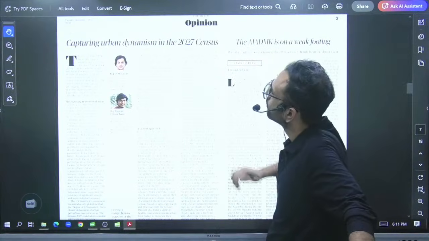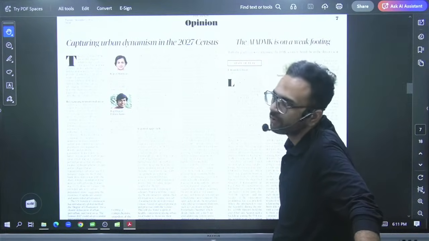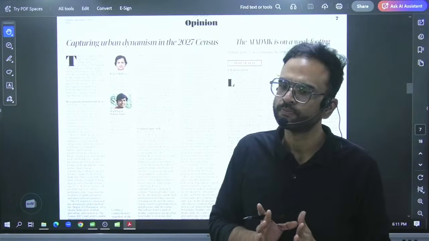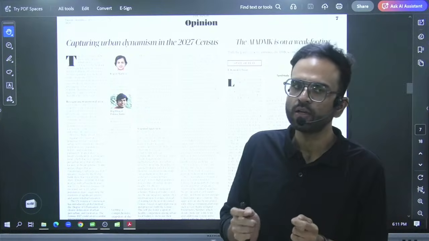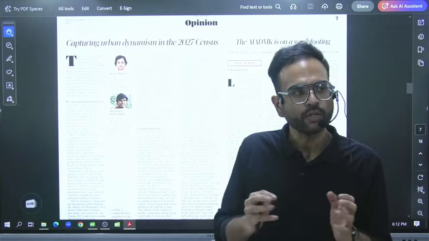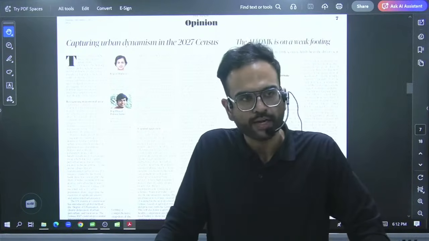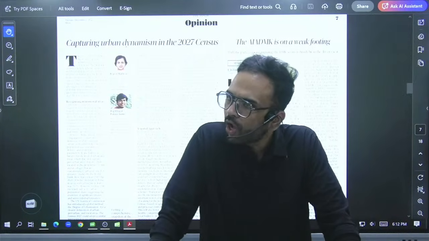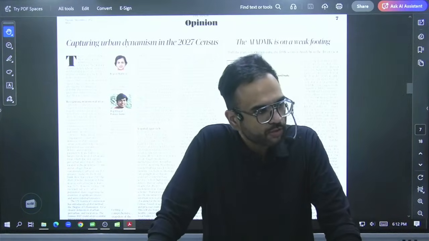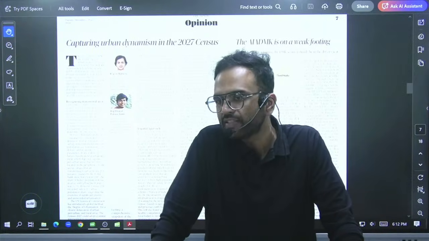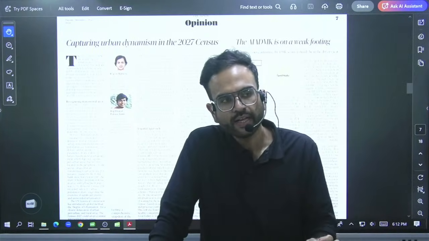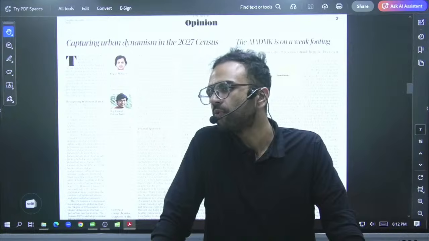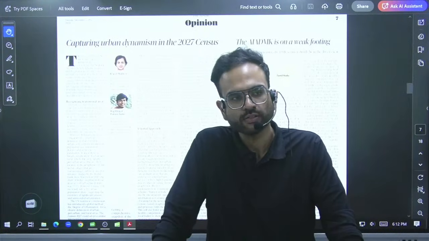Moving forward, capturing urban dynamism in the 2027 census. See, what is the importance of census? It is basically the data set through which we will be carrying out all our policy decisions. Now, if this data set itself is flawed, all our policy targeting and the beneficiaries will also be inefficient, right? It is in this context, what should we take care of in the census so that our urban agenda is fulfilled? This is the central thesis of this article.